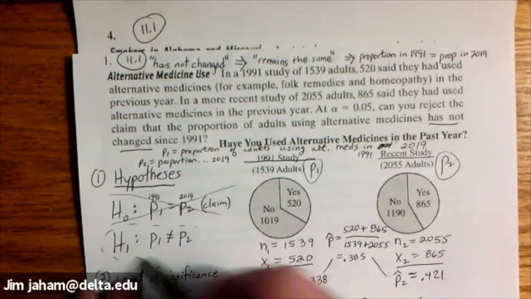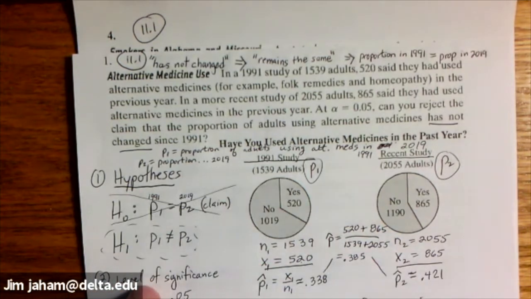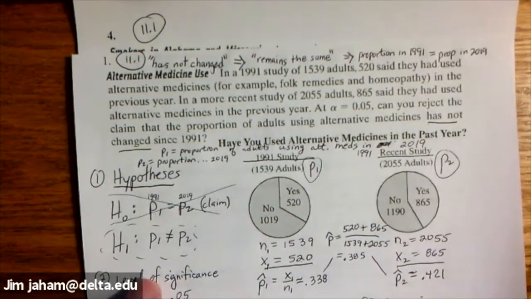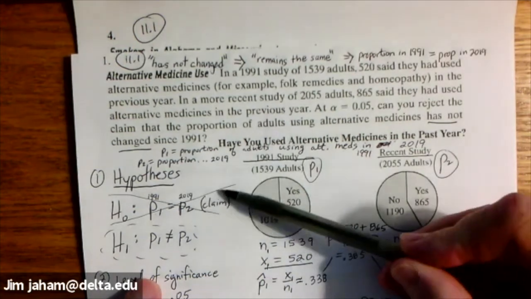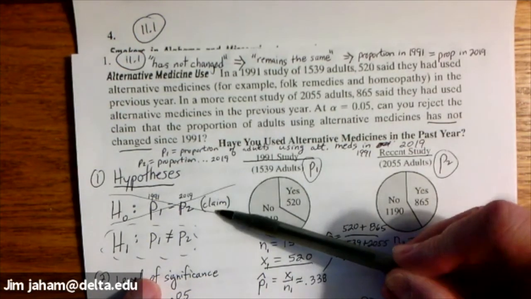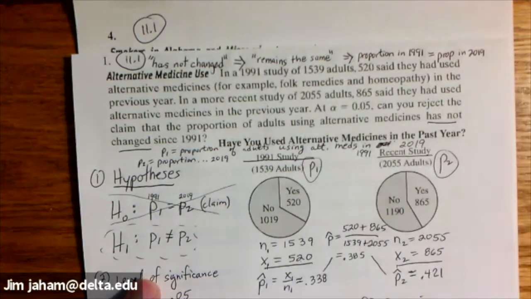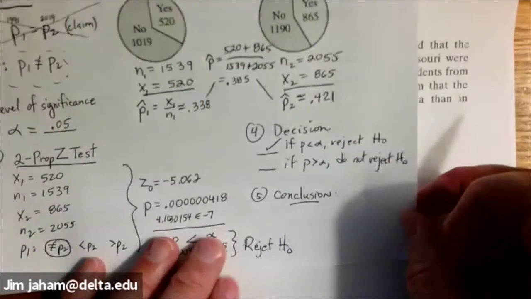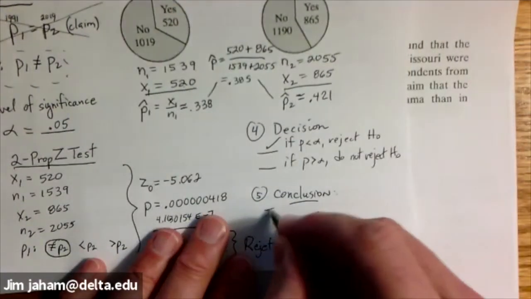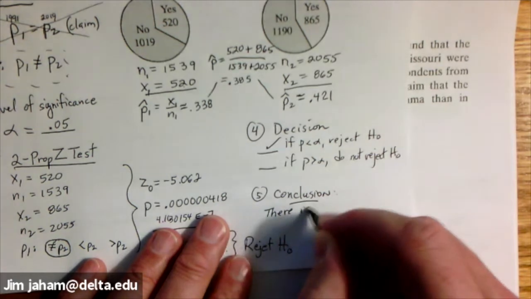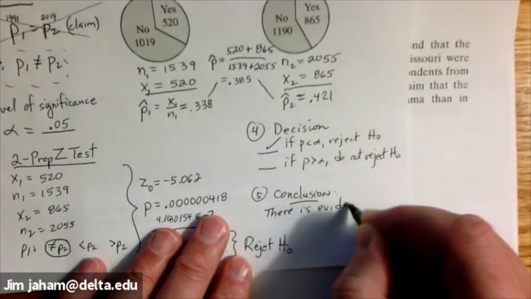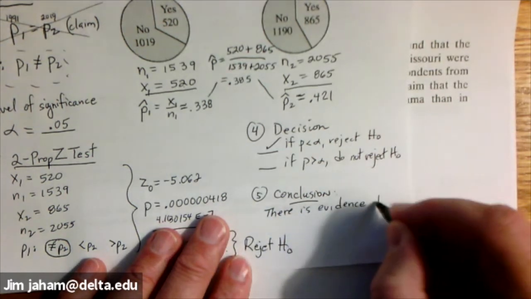And we actually show support for an alternative hypothesis that wasn't our claim. So we have rejected the claim that the proportion has not changed. So that's how we're going to write it up. There is evidence to reject the claim.